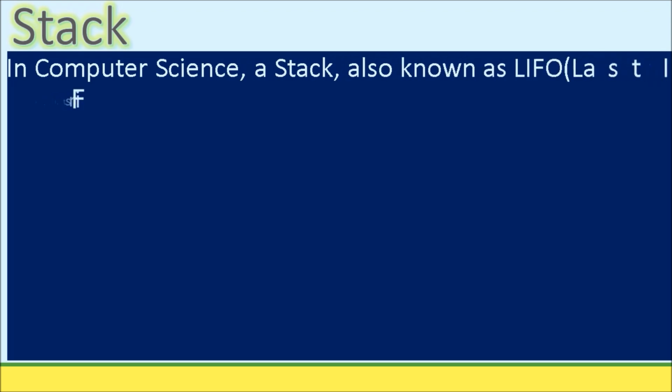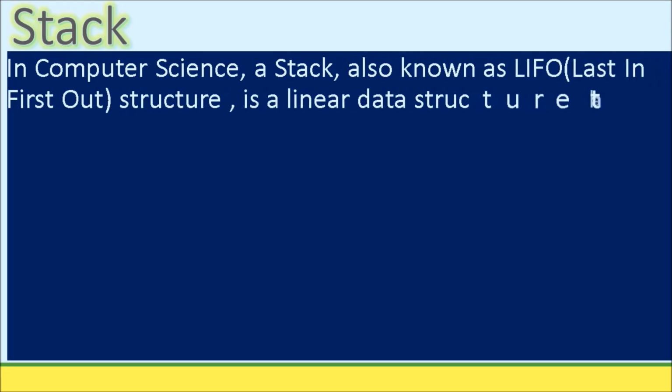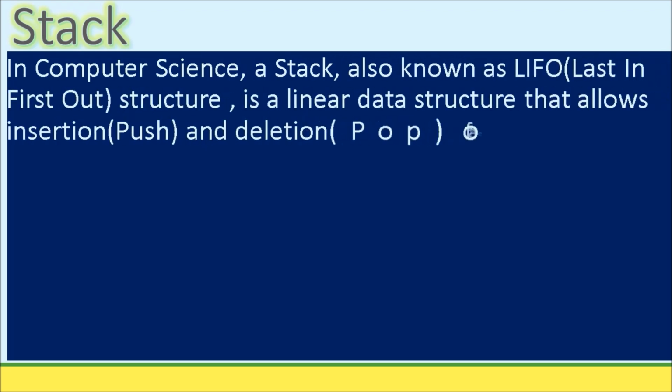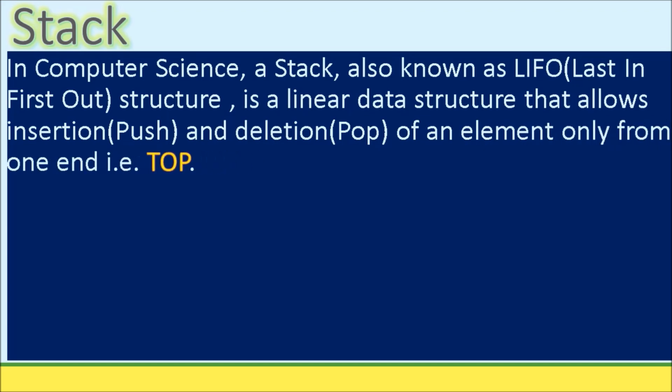In computer science, a stack, also known as LIFO, last in first out data structure, means the element which is inserted last will be the first one to be removed. So it is a linear data structure that allows insertion, meaning push, and deletion, pop, of an element only from one end, that is top.